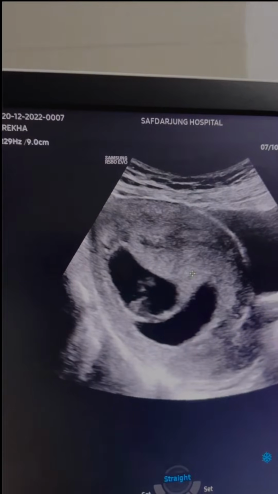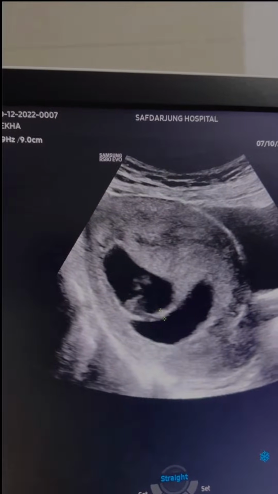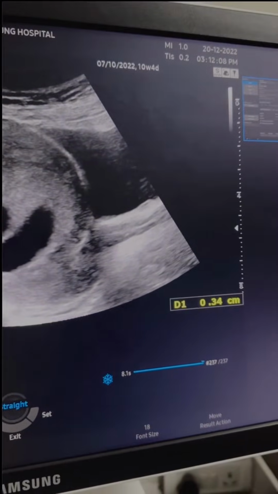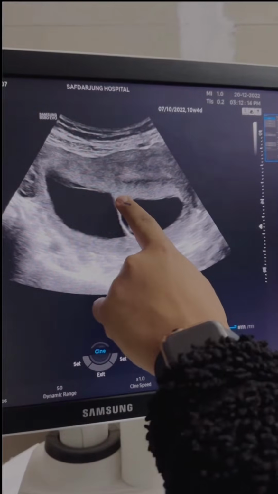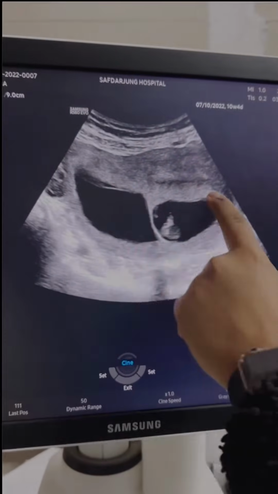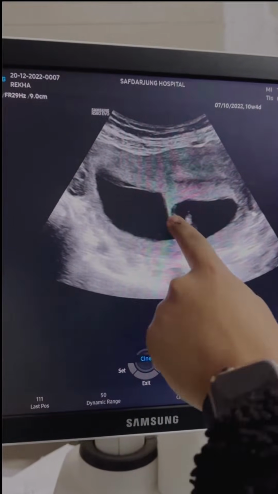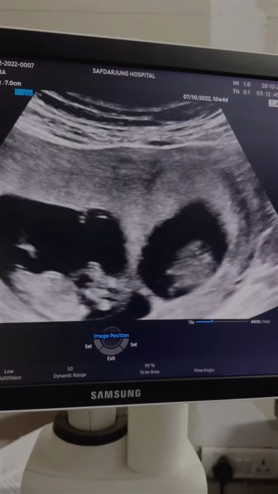This intertwin membrane is relatively thicker because it measures more than 2 mm in thickness, and this is a lambda kind of appearance, which is called the twin peak sign, and this is a placenta. So it is the most common type of twin pregnancy, which is dichorionic diamniotic pregnancy.